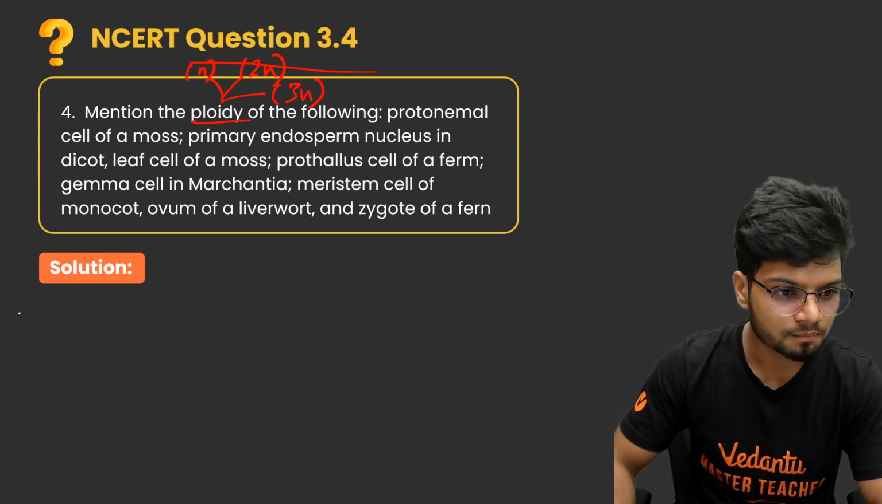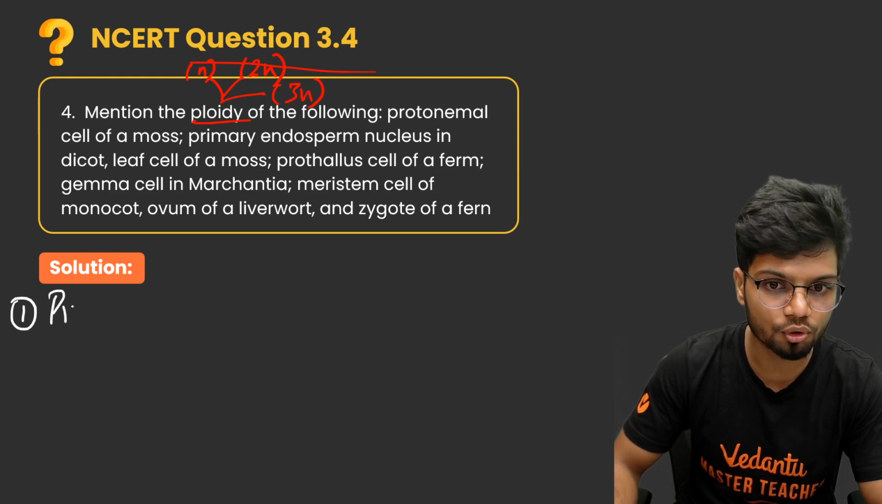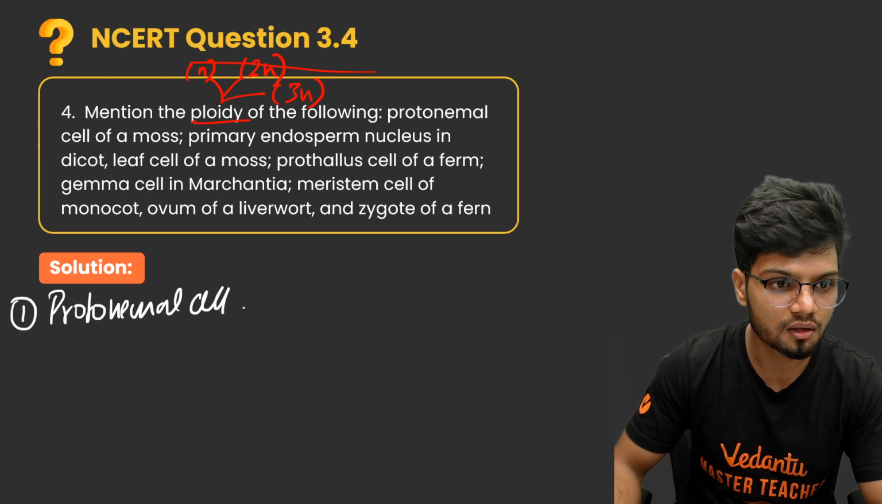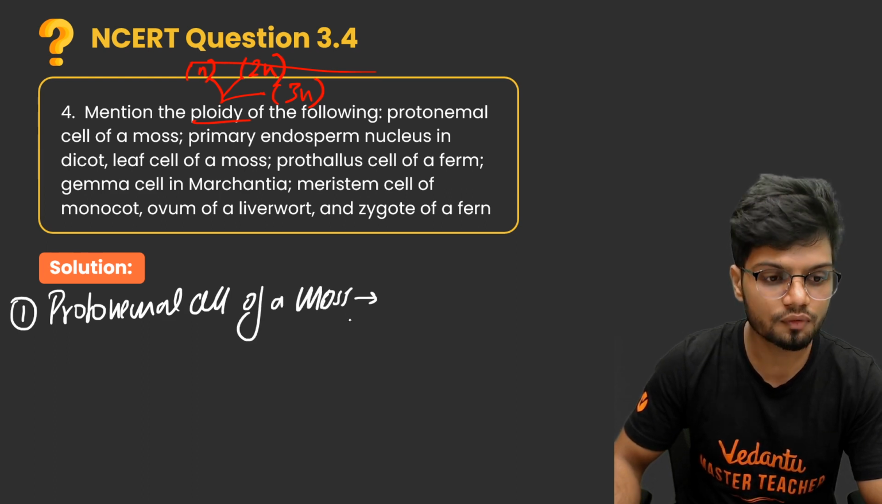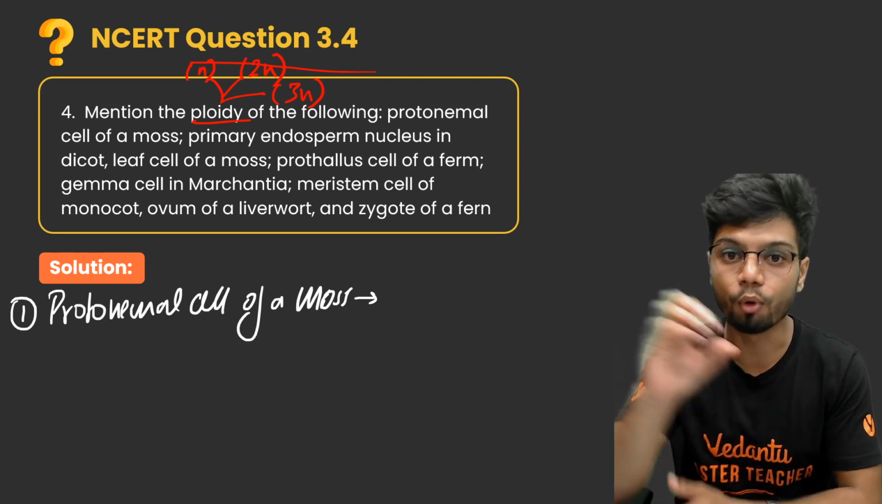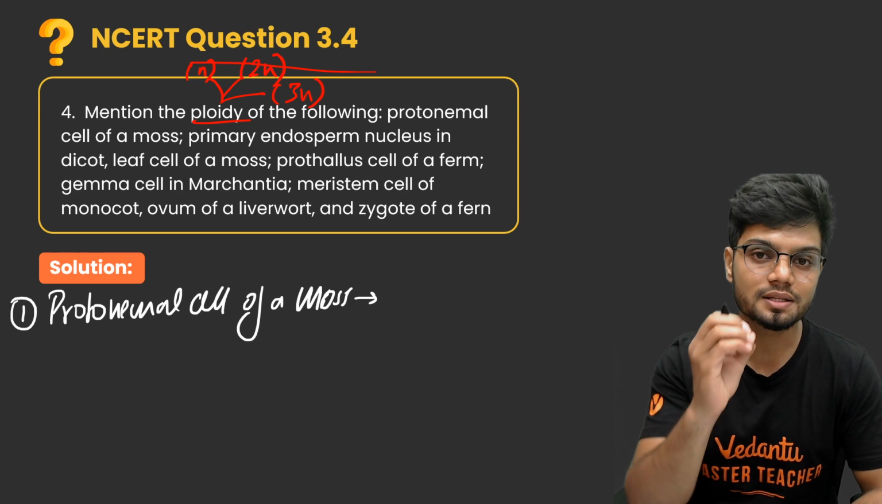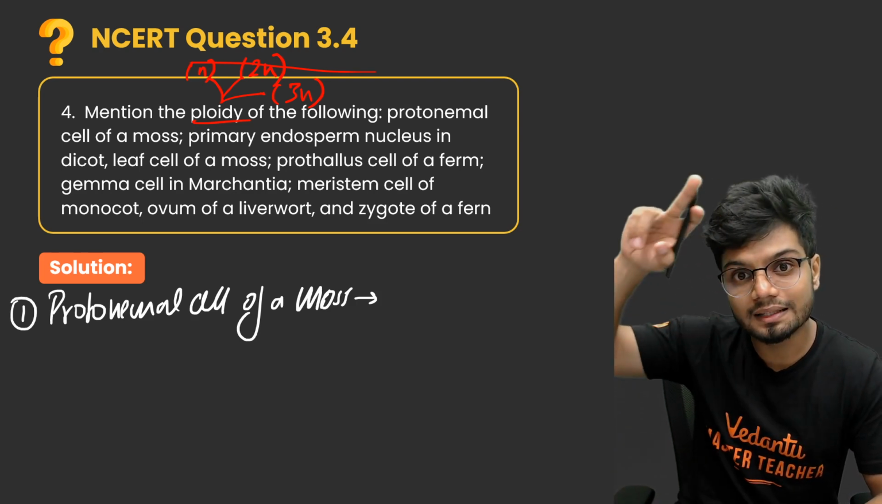The first one we have is the protonemal stage, the protonemal cells of a moss. We know the protonemal cells are a result of what? Mitosis of the spore. Protonemal cells are the result of mitosis of the spores which are produced inside the capsule.